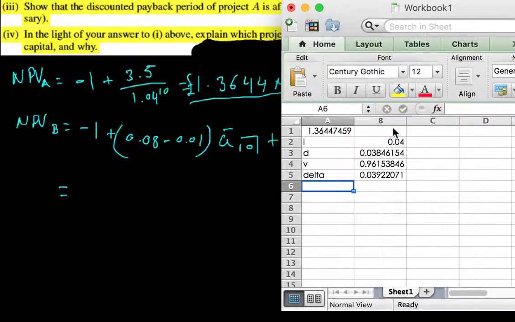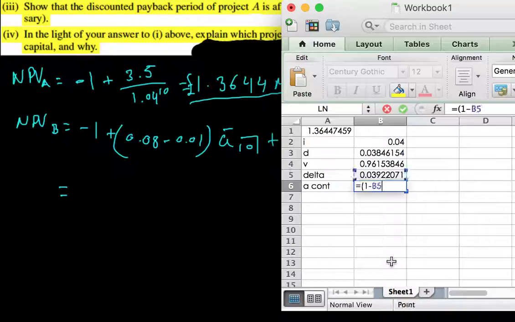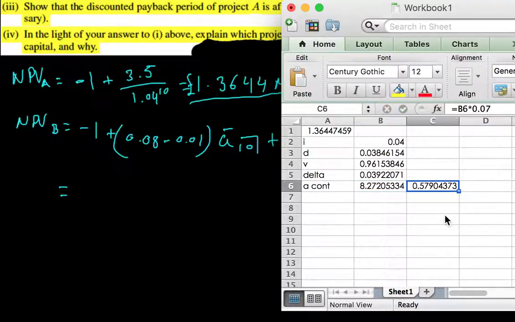And I think that we've probably got enough there. So in order to find out this bit, a continuously increasing annuity, we just have to go, so this is just continuously increasing. So if I just say A cont, then I'm looking at 1 minus v to the n, which is 10 in this case, divided by delta. That's the A continuous bit, and then we're going to be multiplying that by 0.07, or 0.08 minus 0.01. So we get that. That's an important answer here for us.